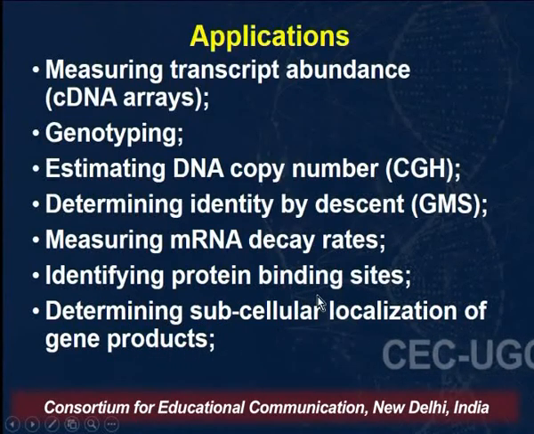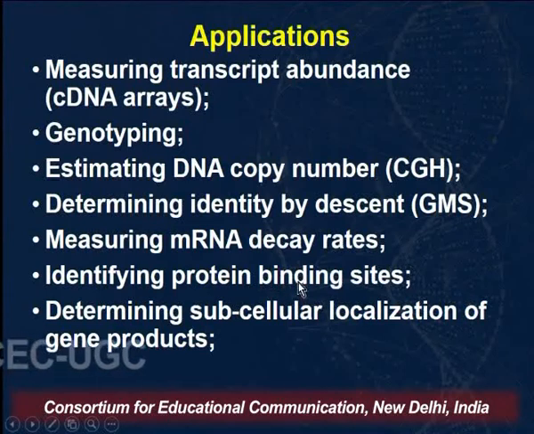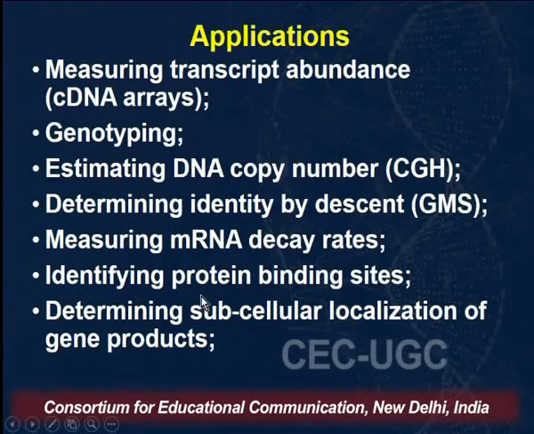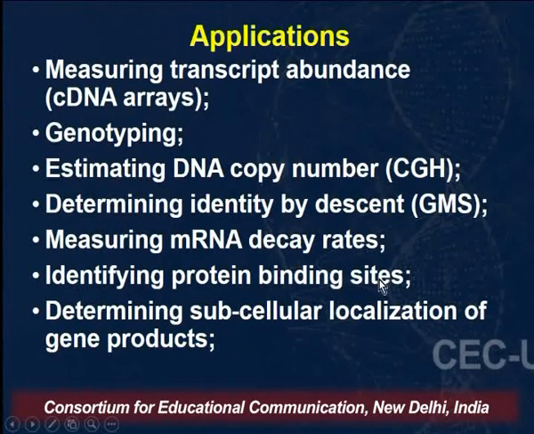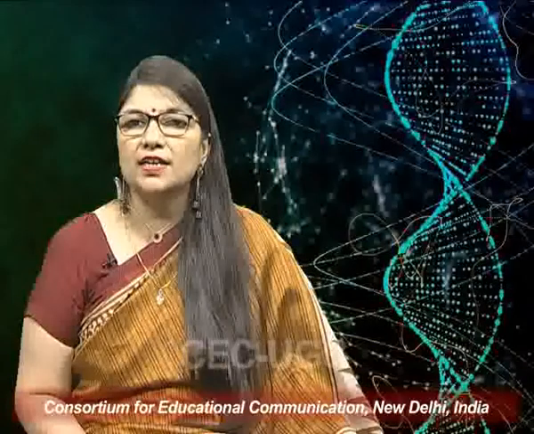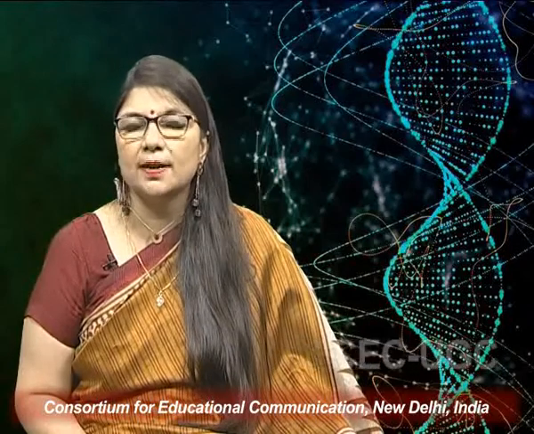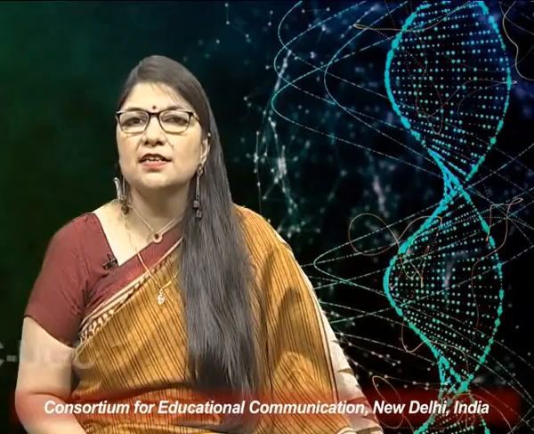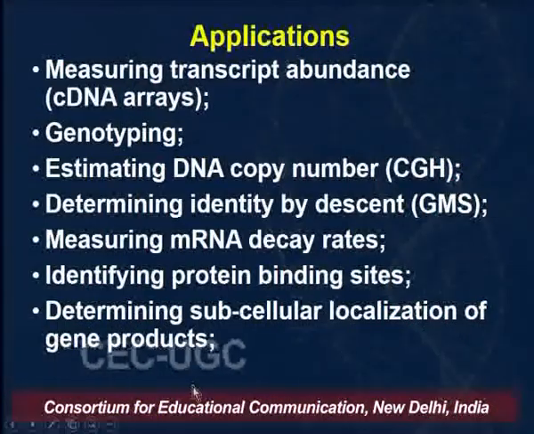We can also identify protein binding sites, that is, where on the DNA the proteins are bound. We can use the DNA chips and labeled proteins, hybridize them to the chips, and identify where these proteins are binding. We can also determine the subcellular localization of gene products.